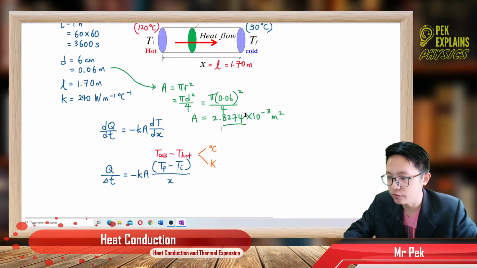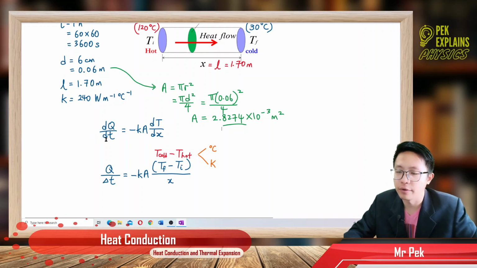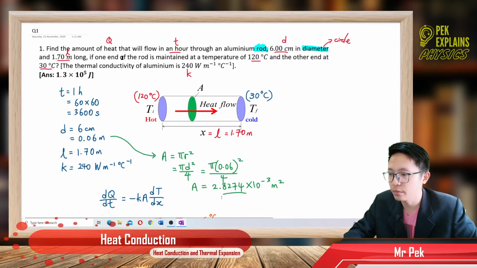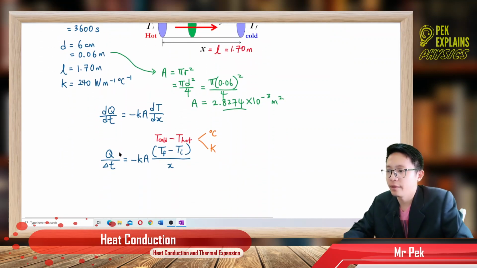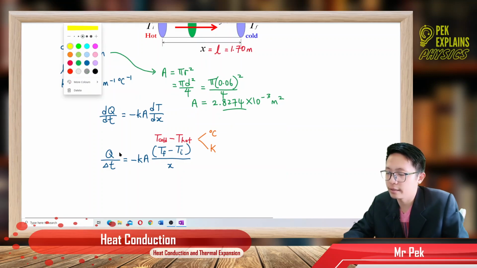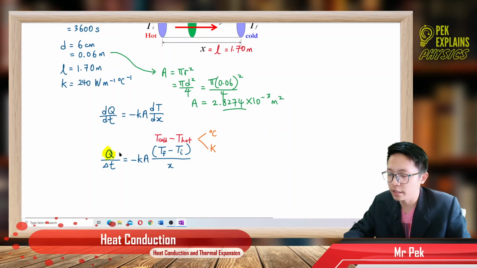Okay, we have the temperature already. Now we just apply the formula of rate of heat flow. The rate of heat flow dQ over dt is equal to negative KA dT over dx. What the question wants is to find the Q only. The time is already given. He wants us to find only the Q.